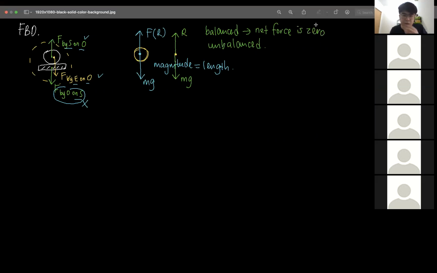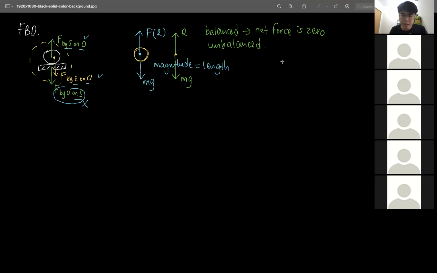Okay, now, for example, here I have an object. There can be many, many forces acting on this object and still be balanced. Here, 5 Newton. Here, 5 Newton. Here, 8 Newton. Here, 8 Newton. Another 2 more here, 10, 10. How many forces are acting on the object? 1, 2, 3, 4, 5, 6. 6 forces acting on it.